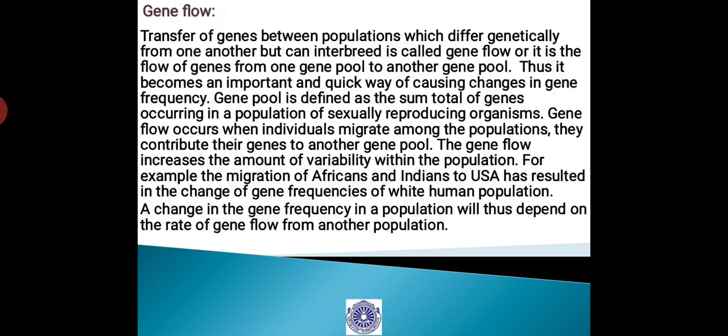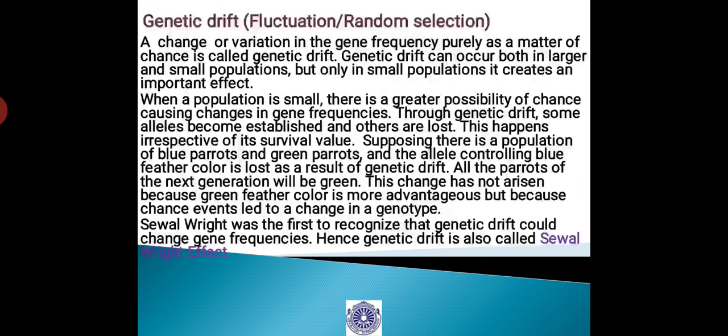So, the gene flow occurs when individuals migrate among the populations and they contribute their genes to another gene pool. The gene flow increases the amount of variability within the population. For example, the migration of Africans and Indians to USA has resulted in the change of gene frequencies of white human population. And a change in the gene frequency in a population will thus depend on the rate of gene flow from another population. So this is about the gene flow, and now about genetic drift.